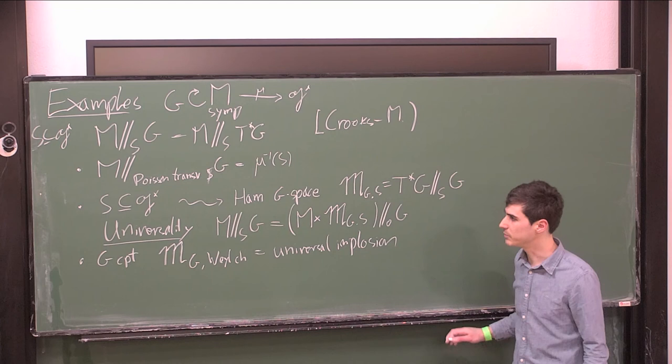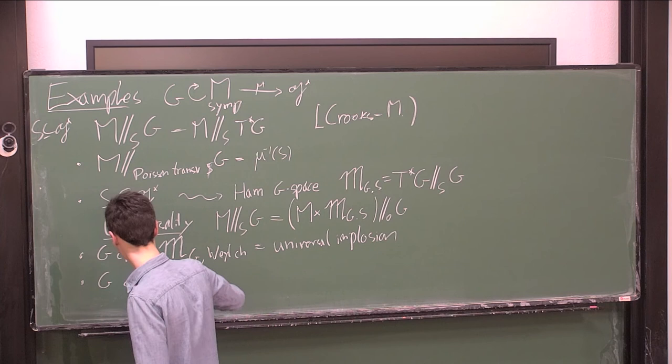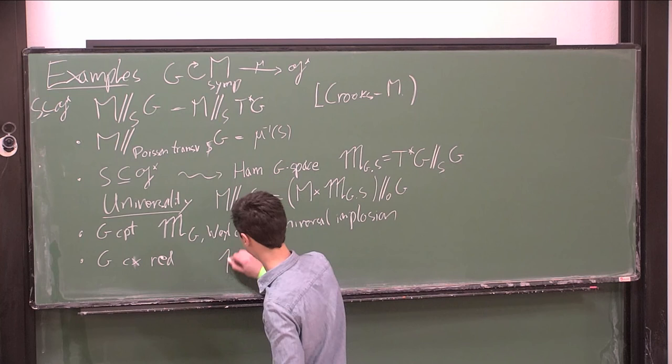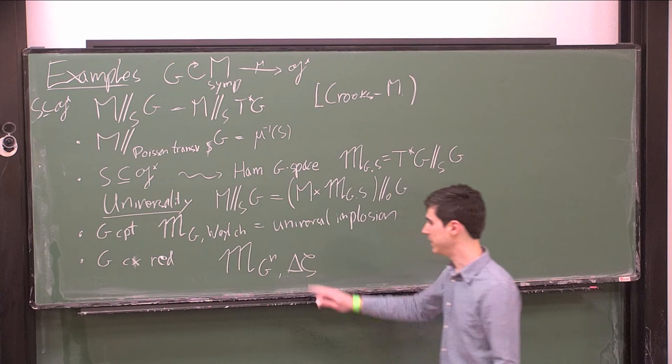And of course, if you take a complex reductive group, we can recover these Ginzburg and Kazhdan examples by taking G_n and the diagonal of the slice, as I explained.